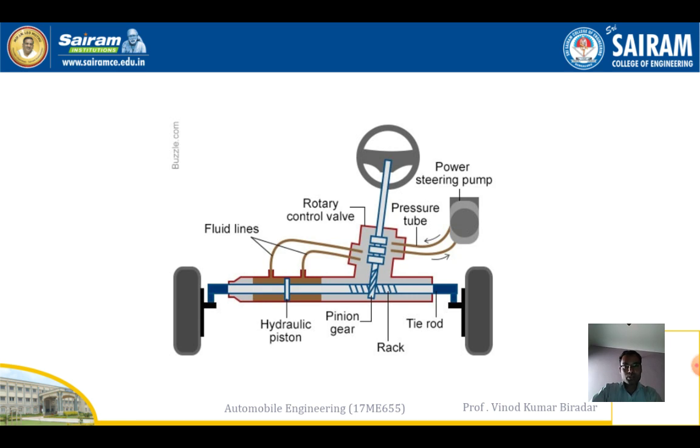When the steering wheel is rotated to the left or right side, the working fluid action also changes. The rotary control valve controls the flow of fluid. How? It supplies only as much fluid as is required to the hydraulic piston or the entire system. Based on this, the turning of the wheel takes place. This is about the power steering pump mechanism.